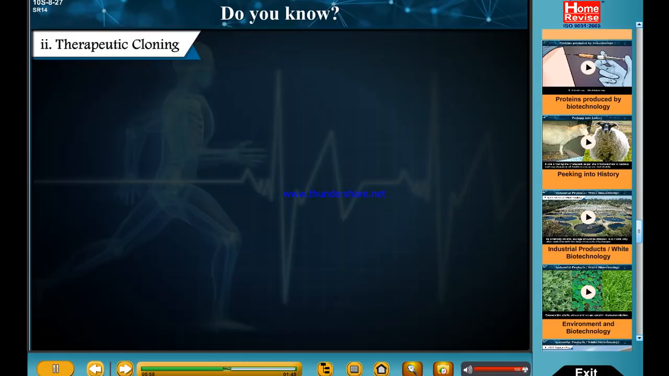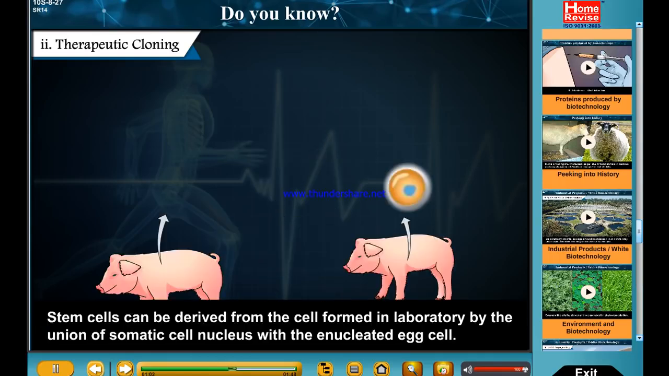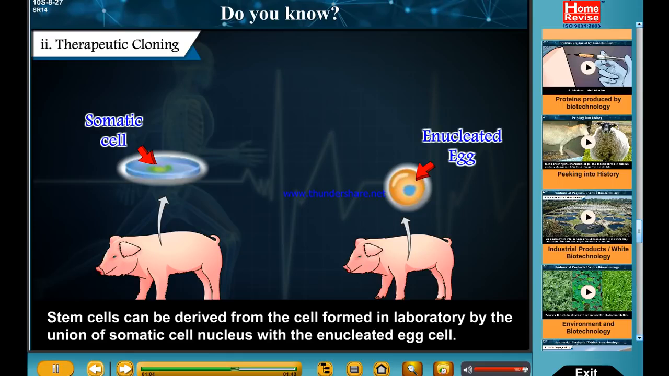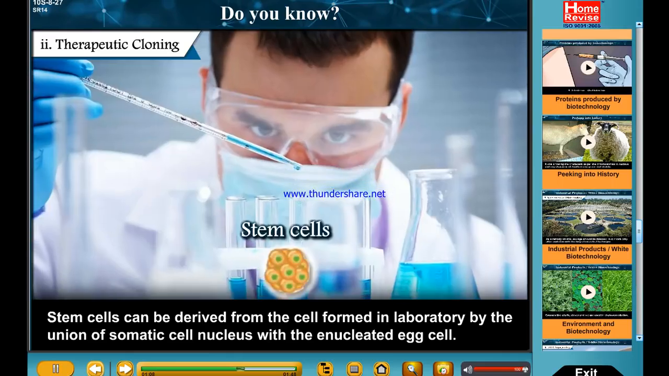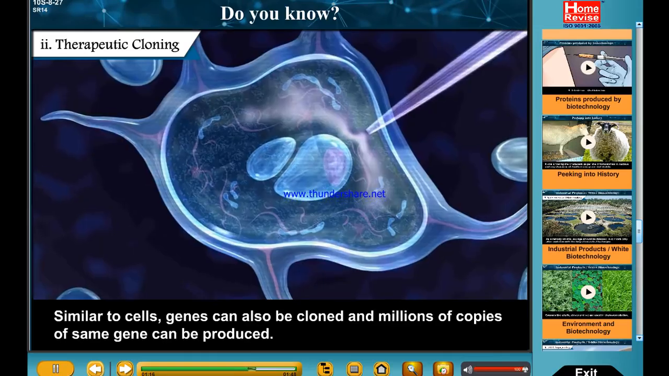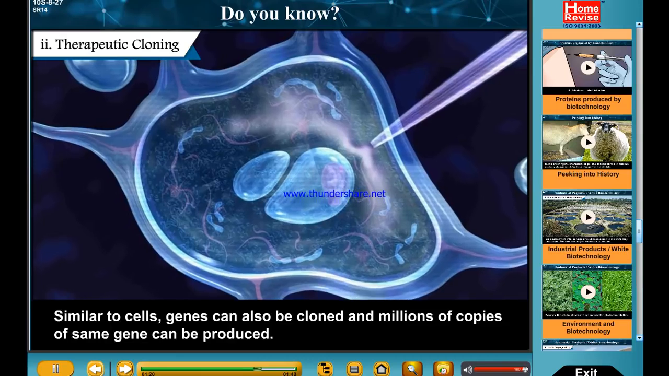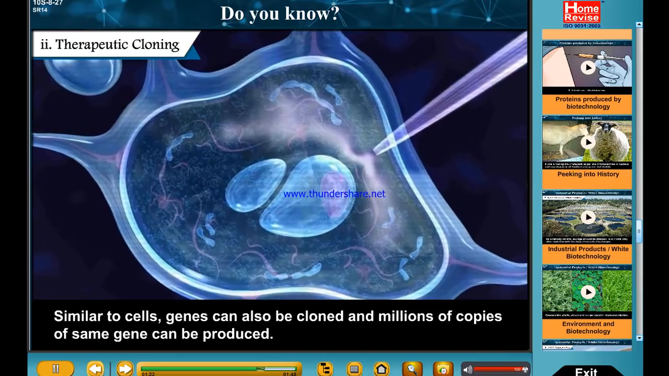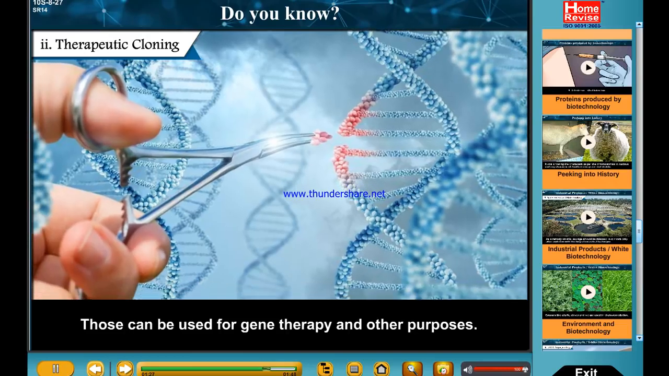Second, therapeutic cloning. Stem cells can be derived from the cell formed in the laboratory by the union of a somatic cell nucleus with the enucleated egg cell. Various diseases can be treated with the help of these stem cells. Similar to cells, genes can also be cloned and millions of copies of the same gene can be produced. Those can be used for gene therapy and other purposes.